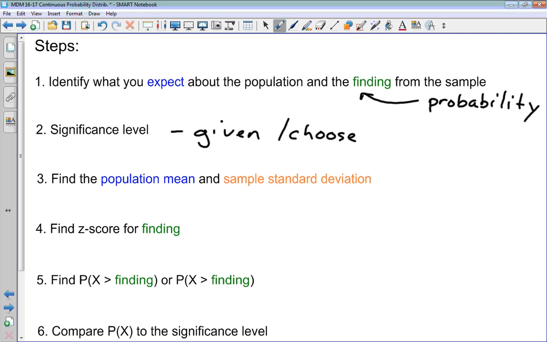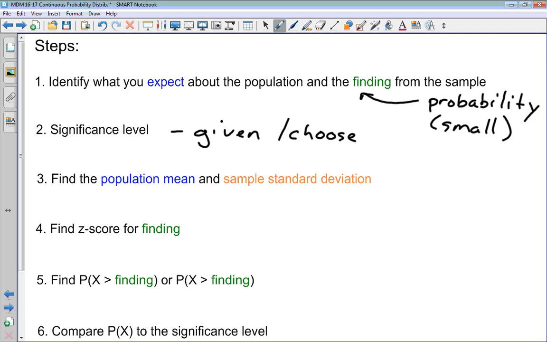So if the finding from your experiment is very, very rare, so it has a very, very low probability of happening, that in turn means that the finding is significant because it's not likely to happen by random chance. So you're looking for small probabilities, okay, if you're going to show that something is significant.